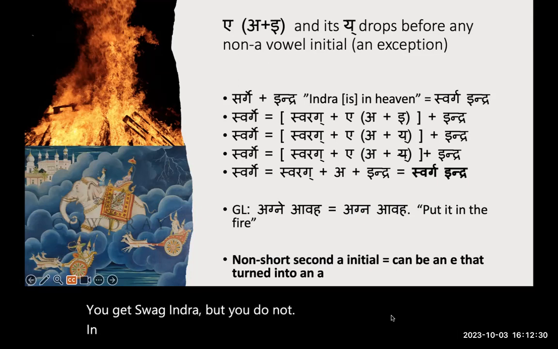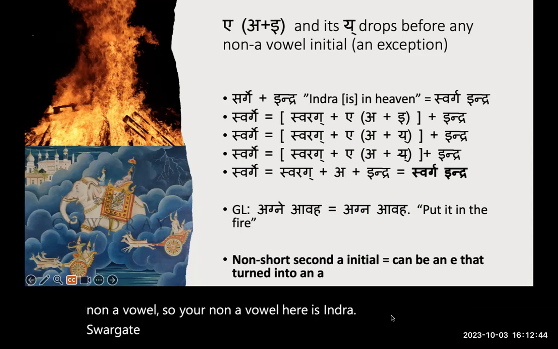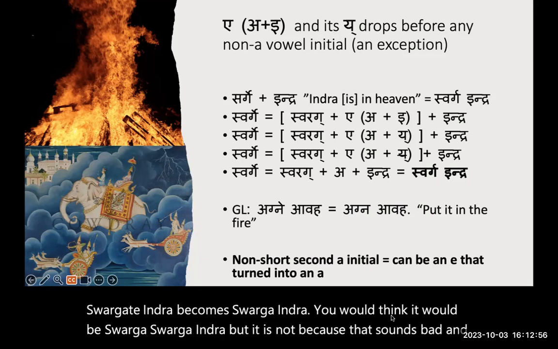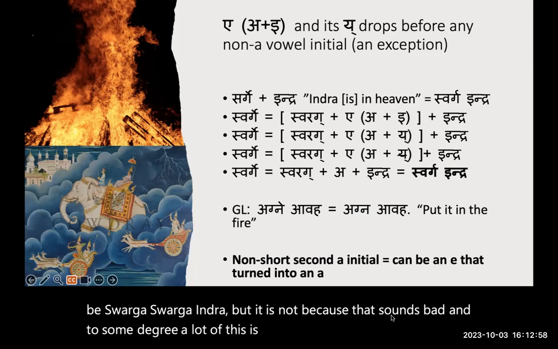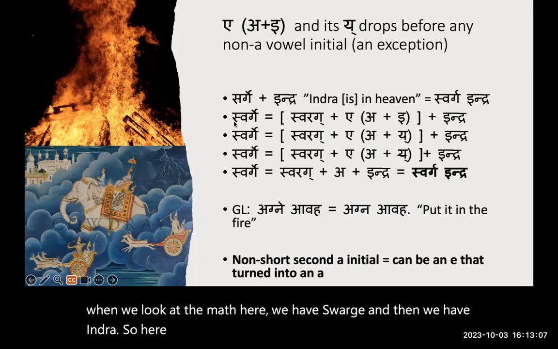In this exception, the ya change drops before any non-A vowel. So your non-A vowel here is Indra. Swarge Indra becomes Swarga Indra. You would think it would be Swarga Yindra, but it is not, because that sounds bad. And to some degree, a lot of this is because that sounds bad. So when we look at the math here, we have Swarge, and then we have Indra. So here, Swarge, in heaven. Now that's Swarg.